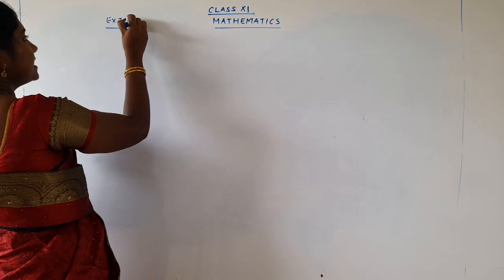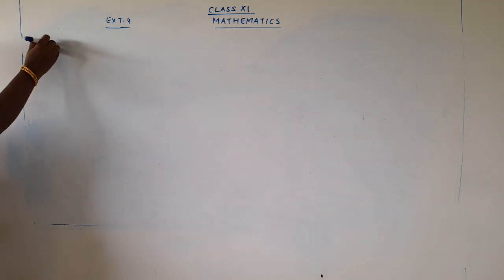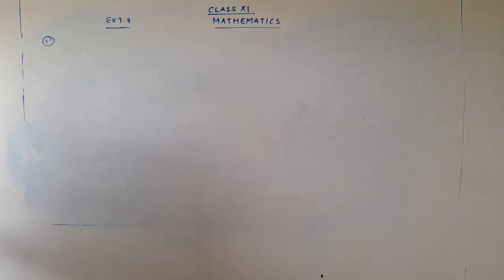Take down exercise 7.4. Copy down the first sum. Copy down the first question from 7.4. The first question is, find the area of the triangle whose vertices are (0, 0), (1, 2) and (4, 3).